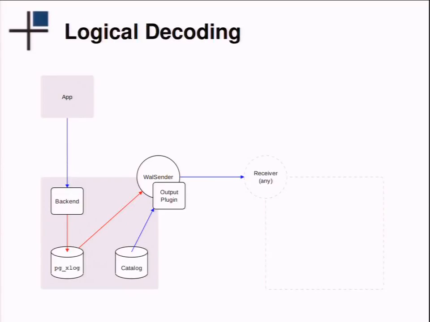With logical decoding, the picture is slightly different. Now, the wall sender is still a wall sender, but it has a plugin that, as the name suggests, you can provide. Because of this plugin, the wall sender is able to get those changes and transform them. You can see that the plugin requires, of course, logical access to the catalog. So the plugin says, OK, we are changing those files. What do they mean? Oh, this is table ABC, and that's table DEF, and column so and so. And then the data is sent.